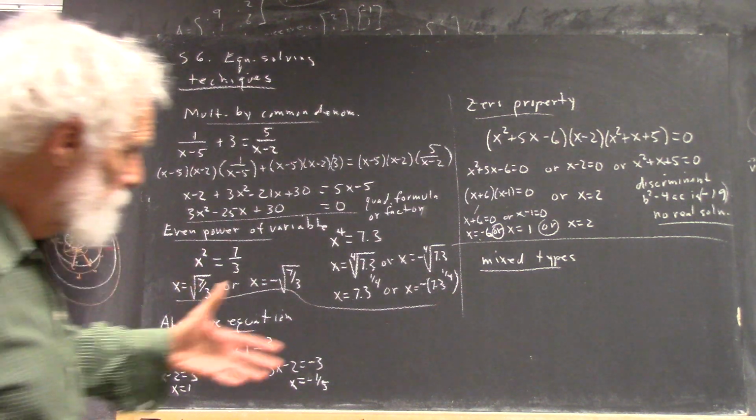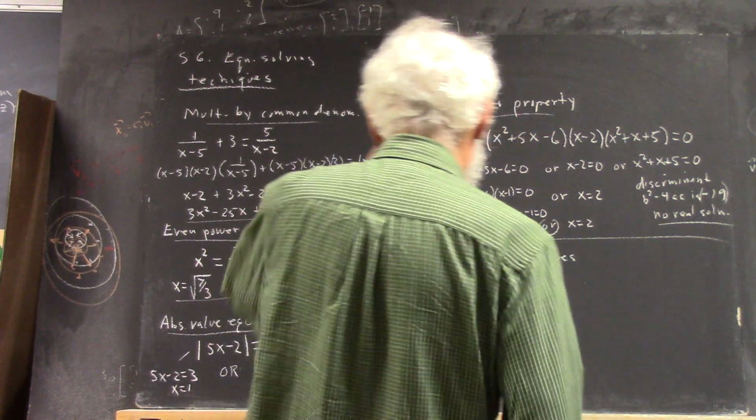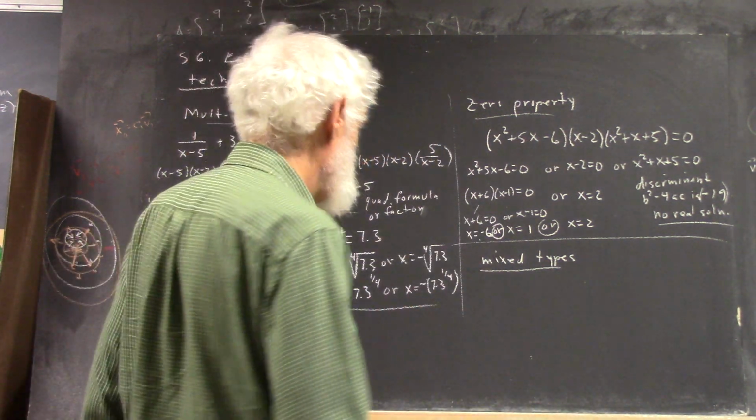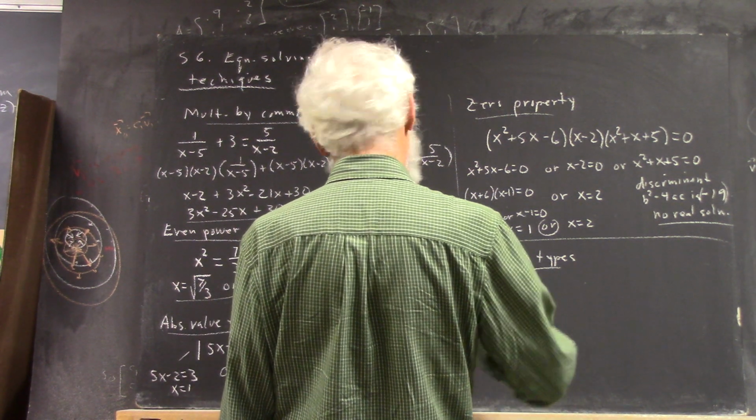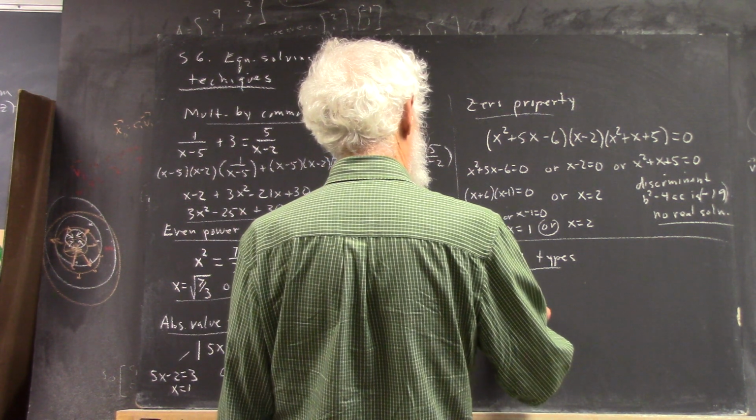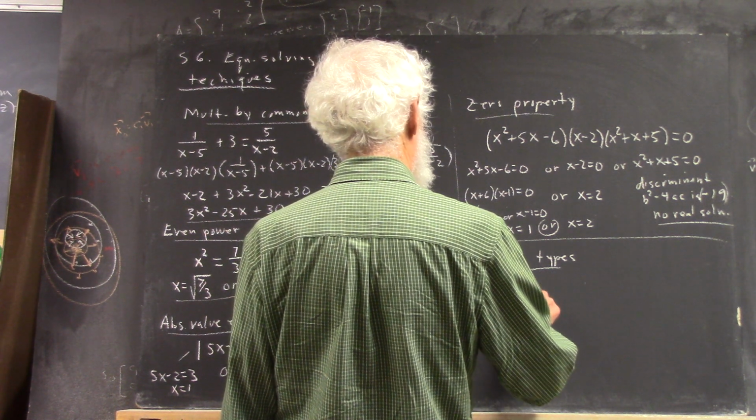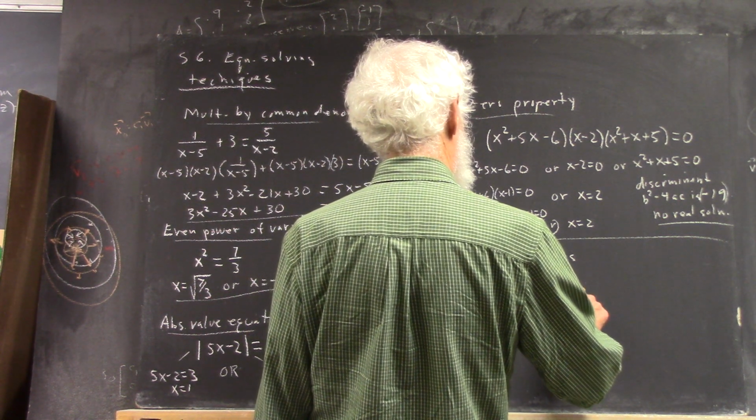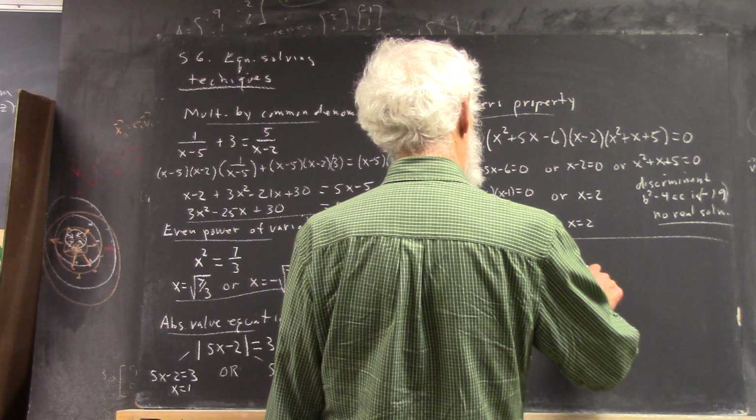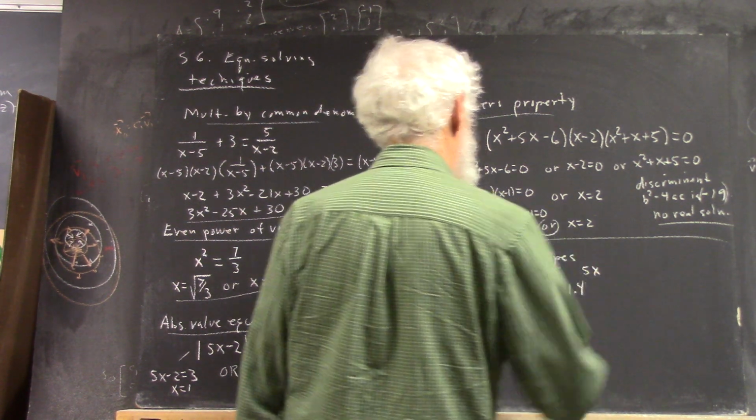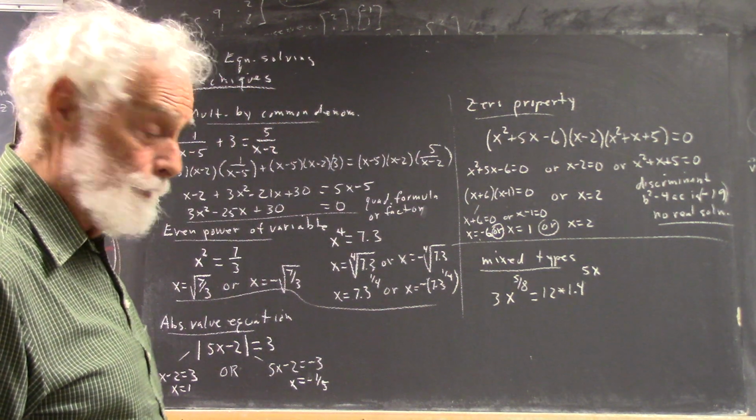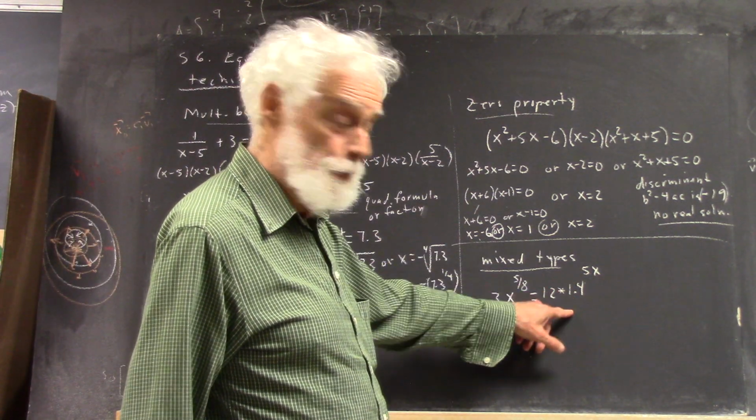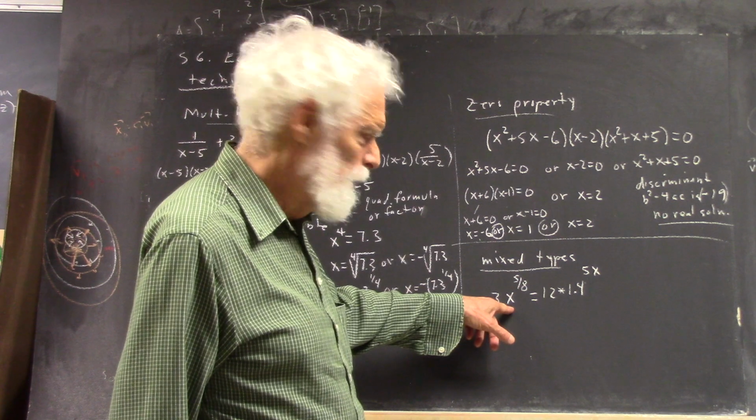Okay? Now, sometimes you'll have an equation of mixed type, like a power function equal to an exponential function. What do you do then? Well, like you have 3x to the 5/8 equals 12 times 1.4 to the 5x. Okay, what can you do with this? Well, you could try taking the logarithm of both sides. That would get the 5x out here where you can operate on it. But then you'd have a log of x over here.